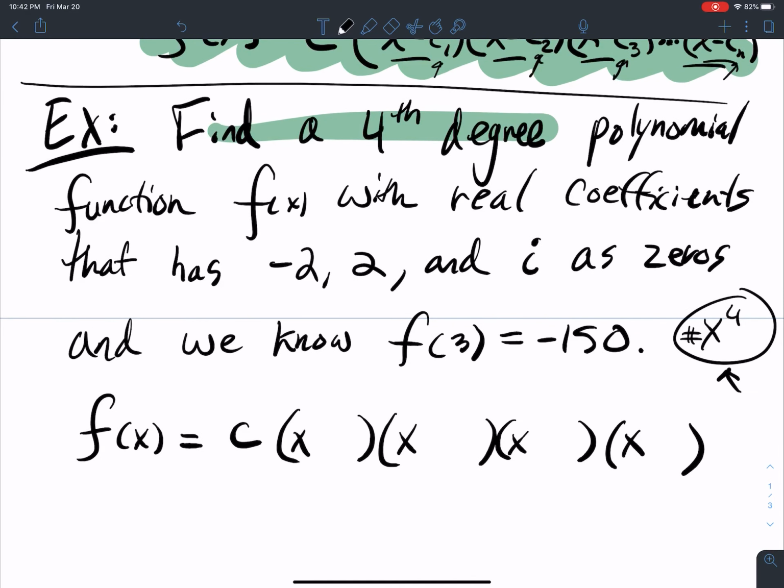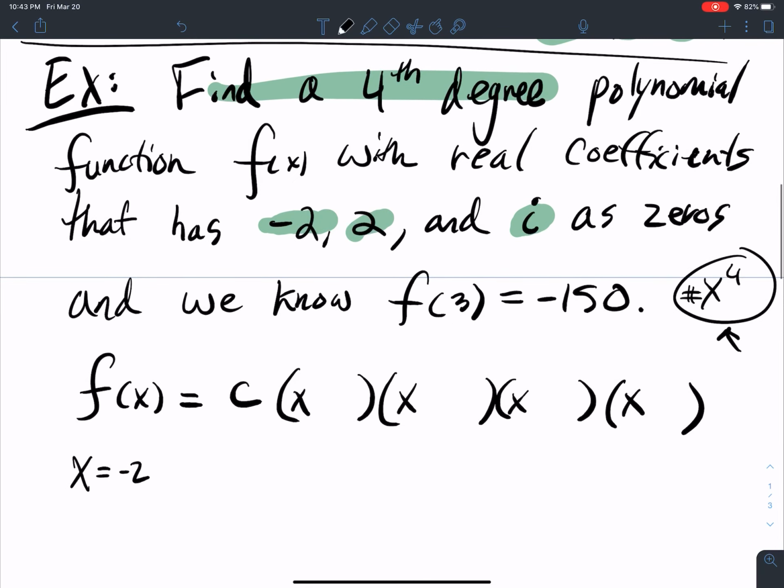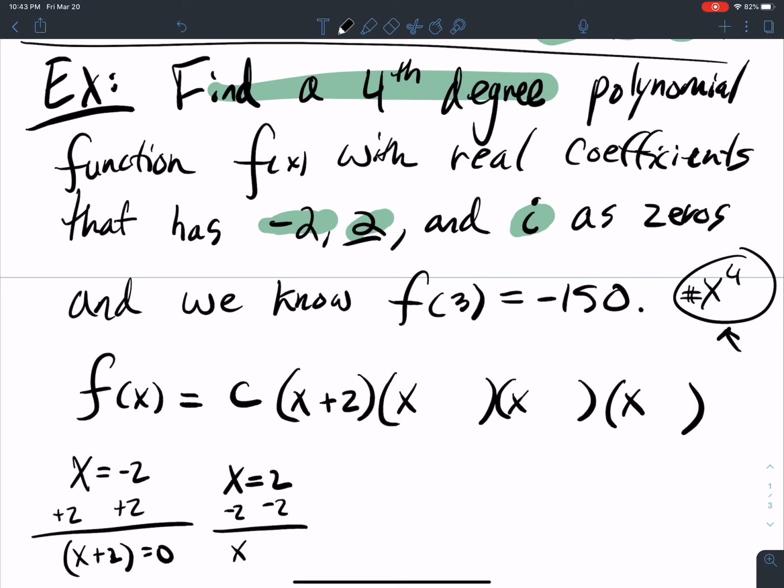So if I'm told that there are zeros of -2, 2, and i, that means x equals -2 is a 0. So how do I solve? I add 2 to both sides, and I get x plus 2 is equal to 0. That's one of my zeros. x plus 2 is a factor. Okay? If I know that 2 is a 0, then minus 2 on both sides, I get x minus 2 equal to 0. So x minus 2 is a factor.